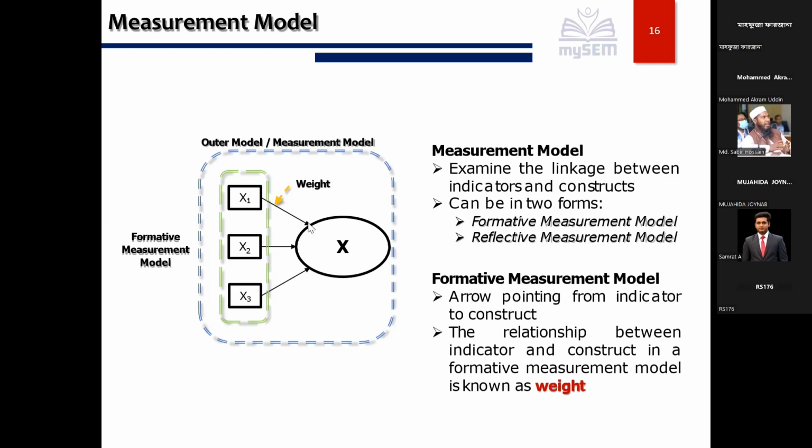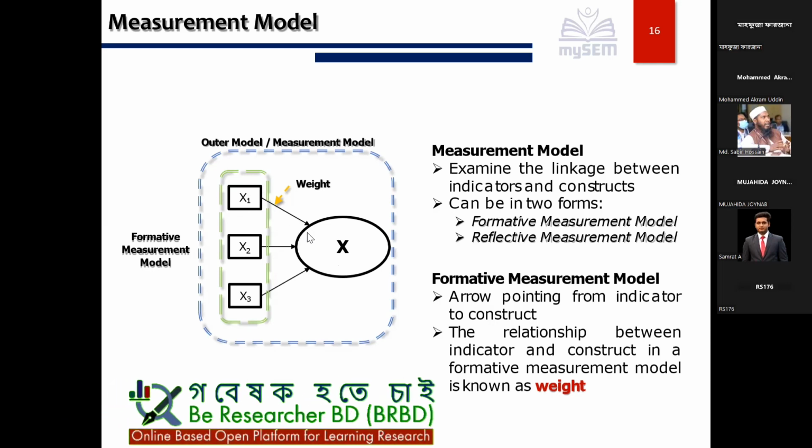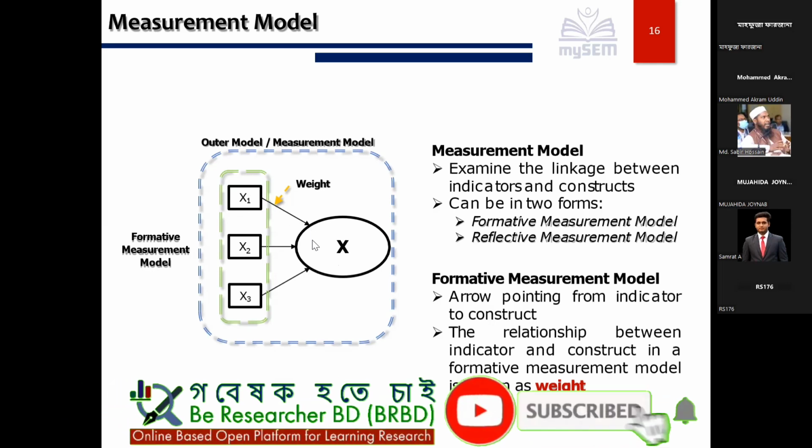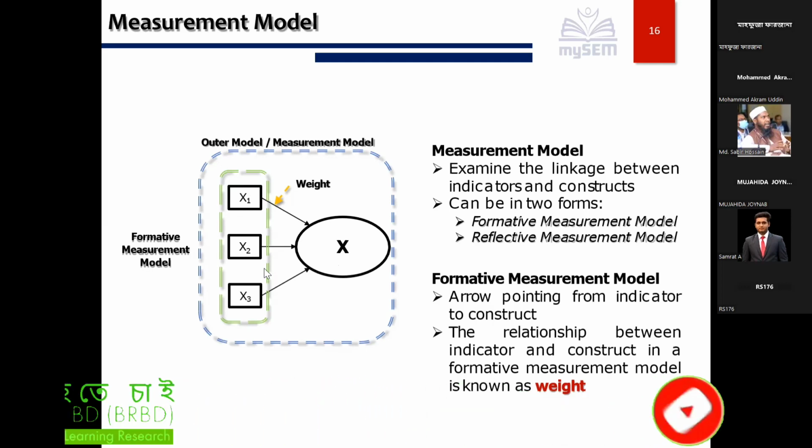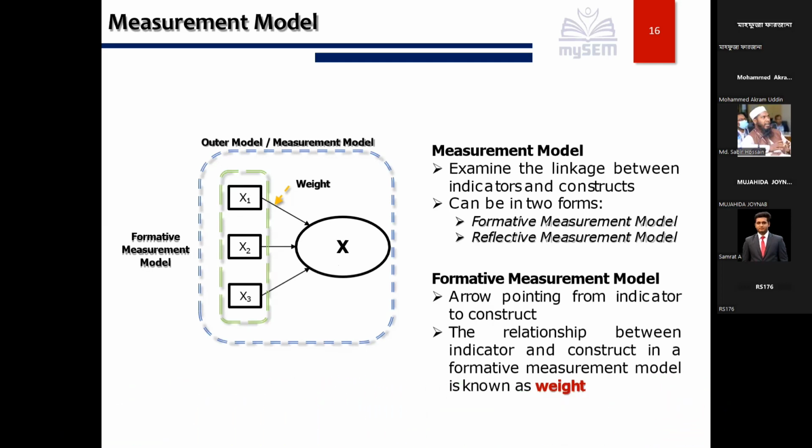If it is reflective, you are understanding it will be reversed. Reversed means the arrow will be from construct to indicator. So I think this discussion is enough for the beginning. Now come to the next slide.